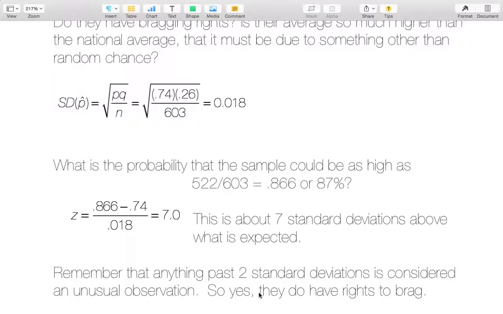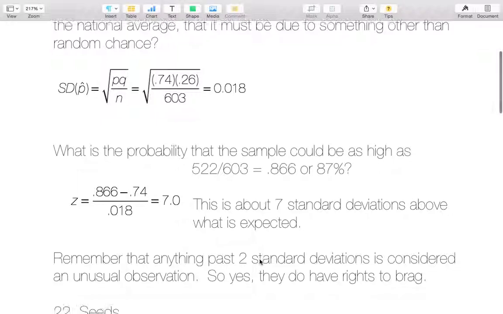So in this case, we calculate the z-score. It's 0.866 minus 0.74 divided by 0.018. This formula is the sample statistic, in this case a proportion, minus the mean, divided by the standard deviation. Turns out that we get about 7 standard deviations above the mean, which is incredibly different than what we were expecting.